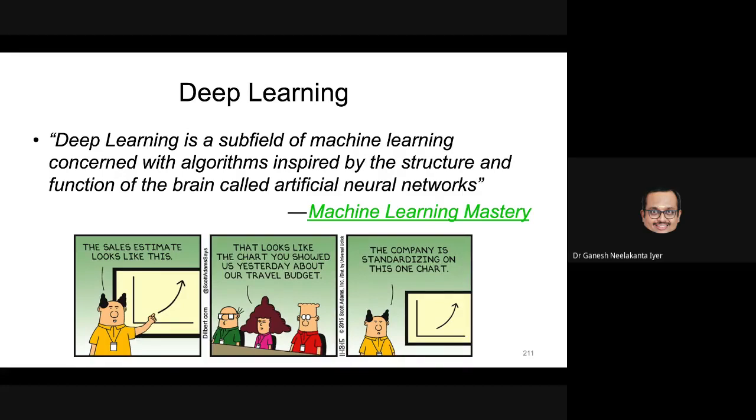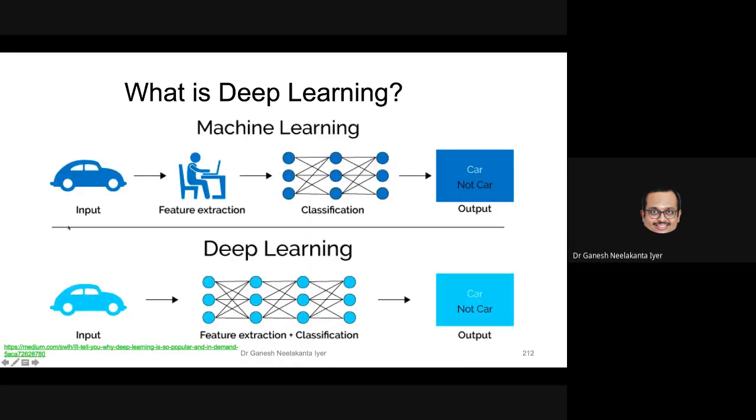With that small introduction to artificial neural networks, what is deep learning? Deep learning is an extension of machine learning, which is a subfield of machine learning, which is concerned with algorithms inspired by the structure and function of the brain, called artificial neural networks. So in machine learning, someone will manually do feature extraction, then you put it into a classification algorithm, which will tell whether this picture is a car or not.